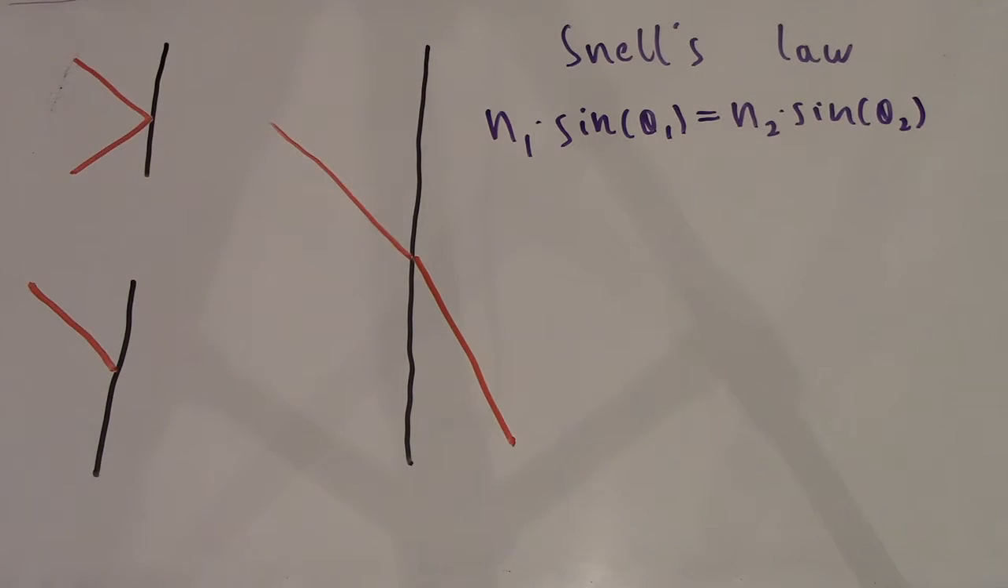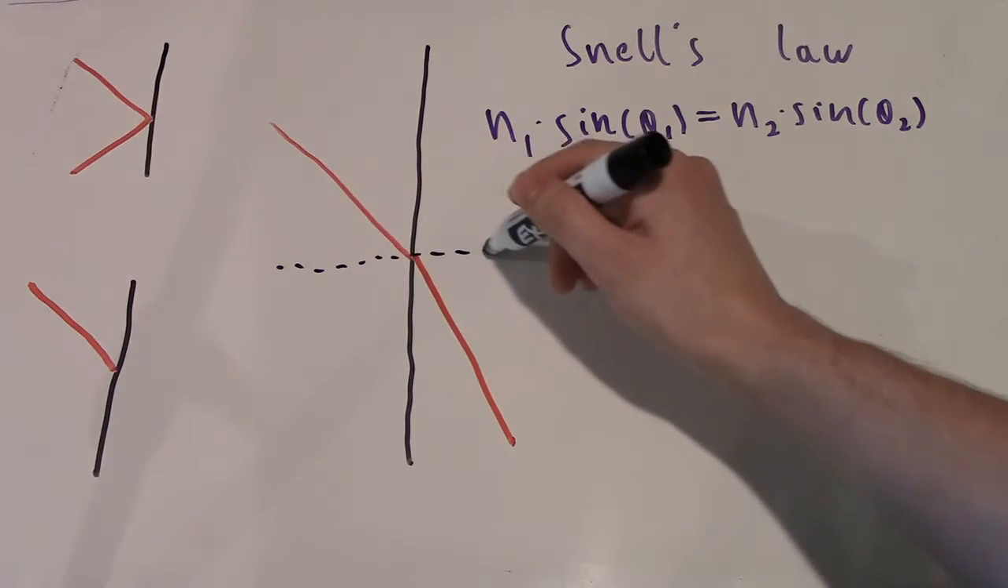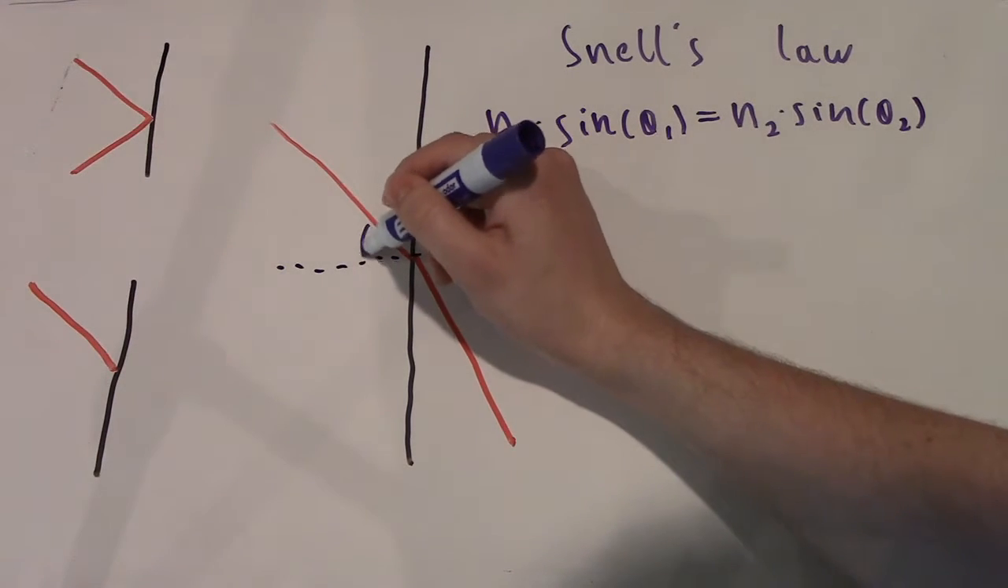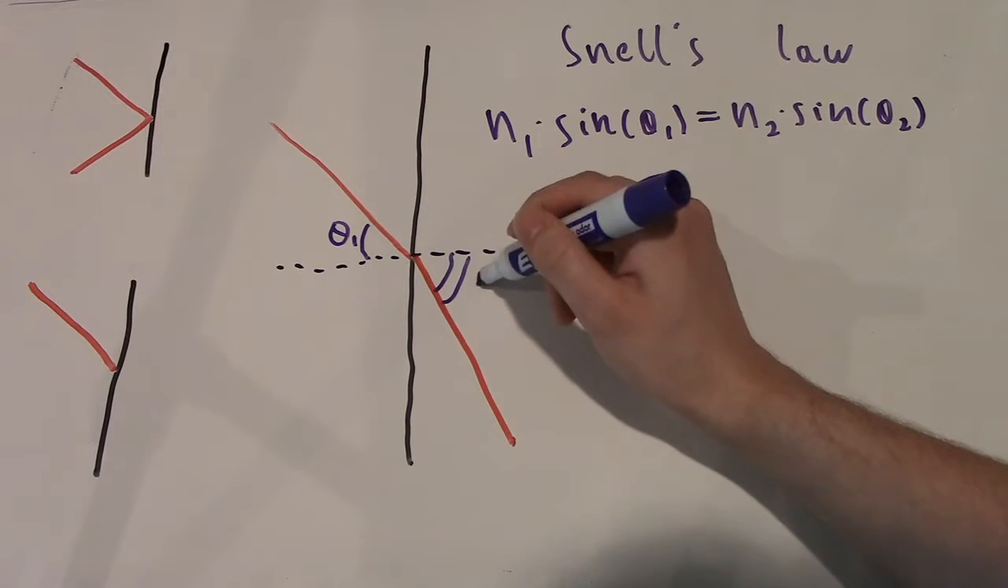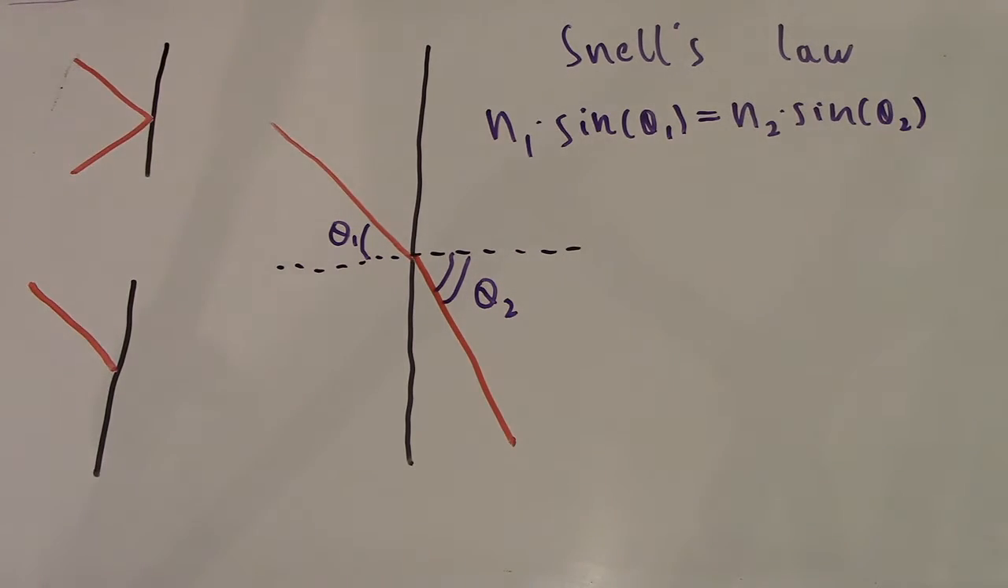The incidence angle is the angle of the incoming light with respect to the normal line. Similarly, the exiting angle is the angle of the light as it exits, with respect to the normal line. The normal line being the line that sticks straight out, perpendicular to a surface.